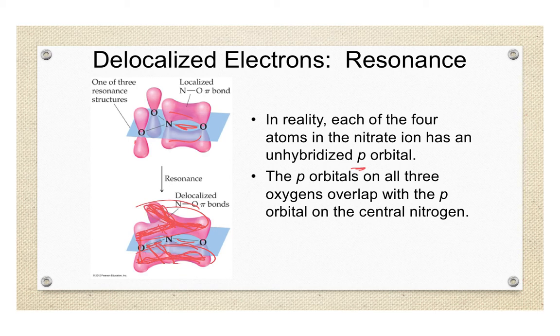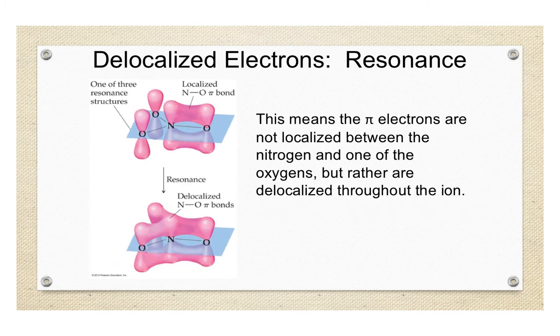Okay, it's delocalized. It's not with a single atom along the way. And so as a result of that, you get resonance. So again, this means that the pi electrons are not localized between the nitrogen and one of the oxygens. They can move throughout any of the pi structure.